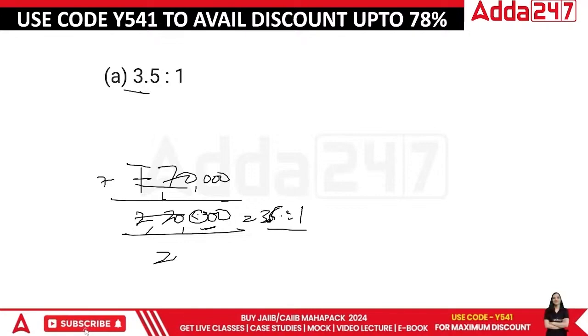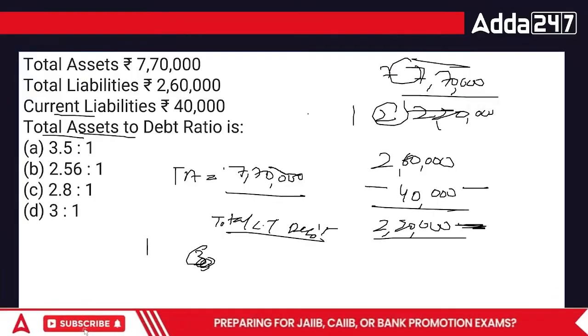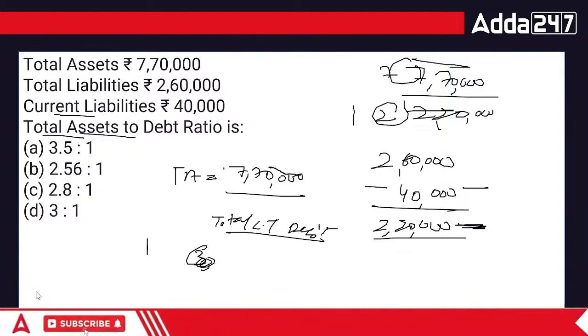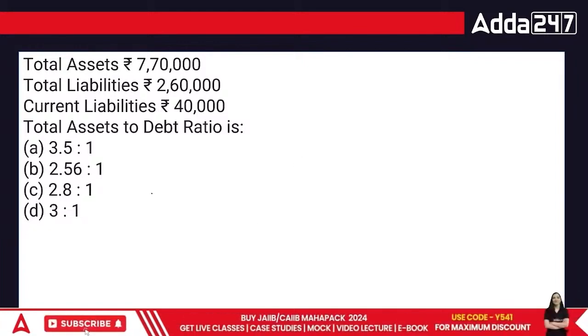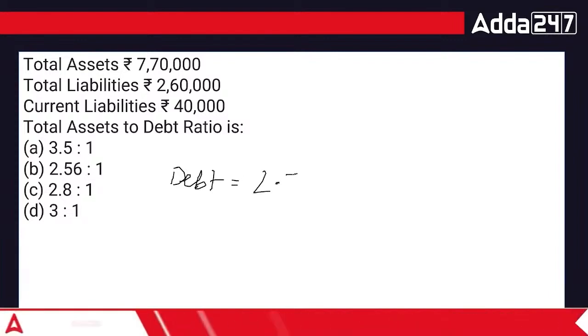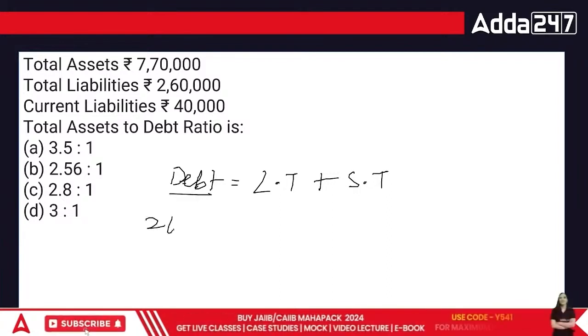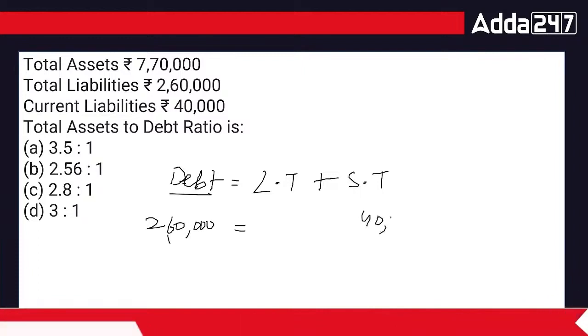Everybody got the idea? Whenever we are calculating these, always remember this was the total asset to debt ratio. You don't have to learn the ratio, the fun part, because the ratio is already specified. Let me show you again, everyone. In this case, the debt includes both long term plus short term. The total liabilities are 2,60,000, out of which the short term is 40,000.